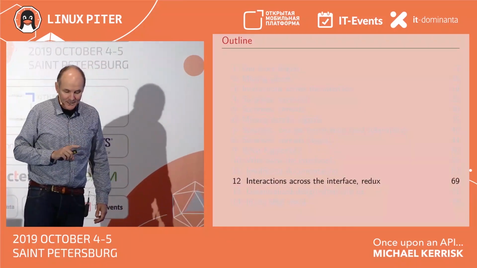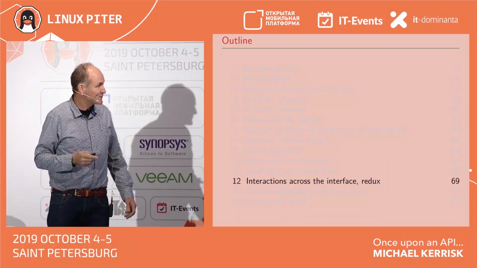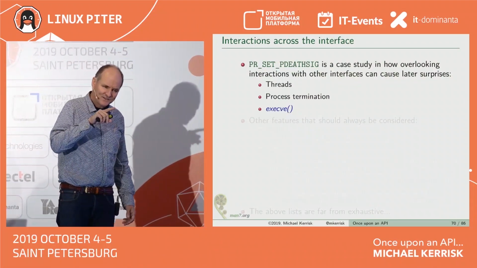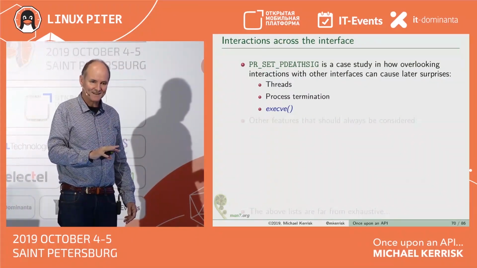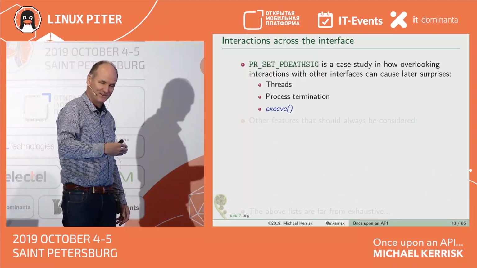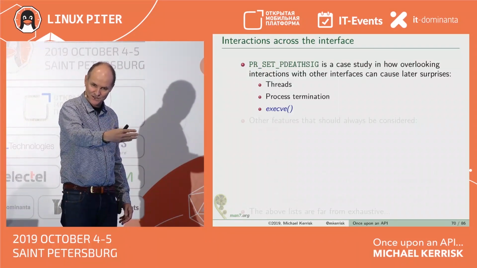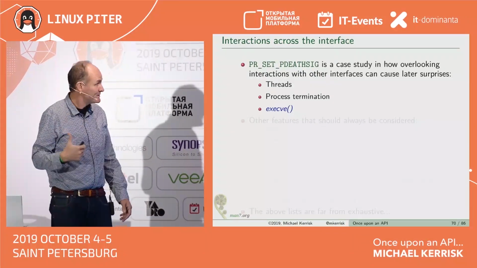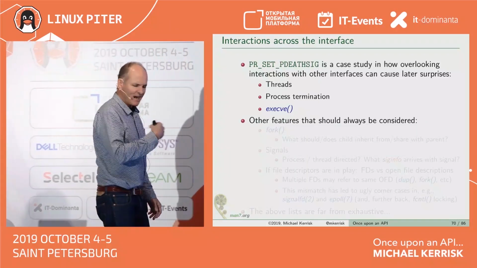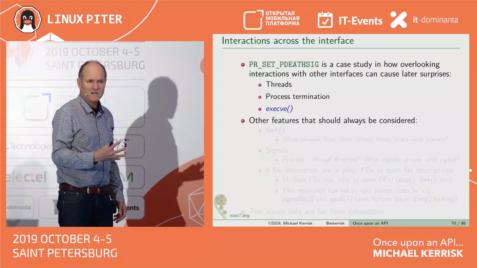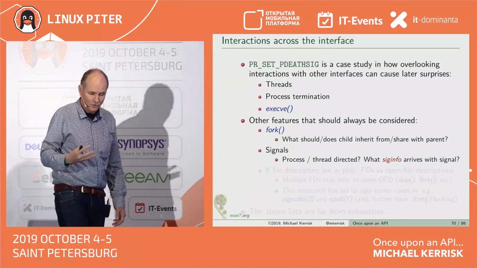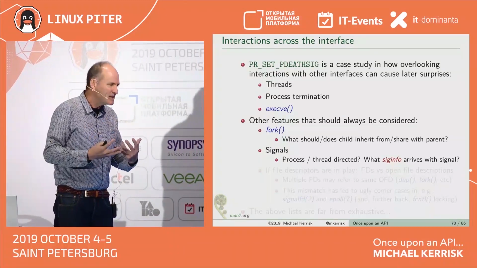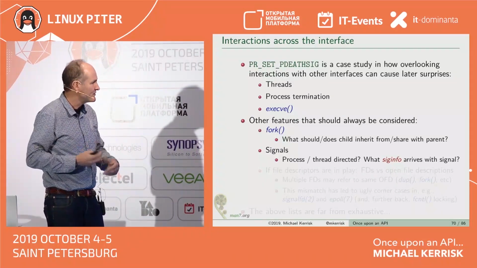Now, coming back then to this idea of interactions across the interface. prctl PDEATHSIG is almost a mini case study in what happens when you fail to consider interactions across the interface as a whole. And we see some interesting behaviors here because of threads, because of process termination, because of execve, and there are other features that when it comes to APIs I think especially are always worth considering. What about process creation? When a new child process is created, what does it inherit from the parent? What does it share with the parent?